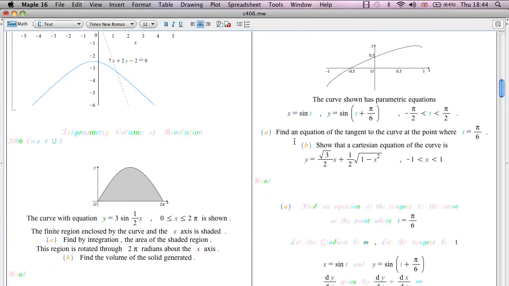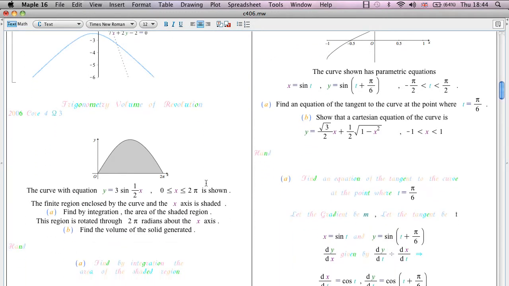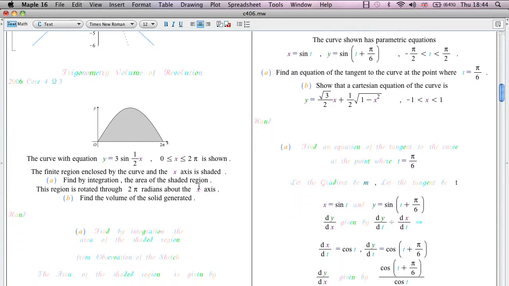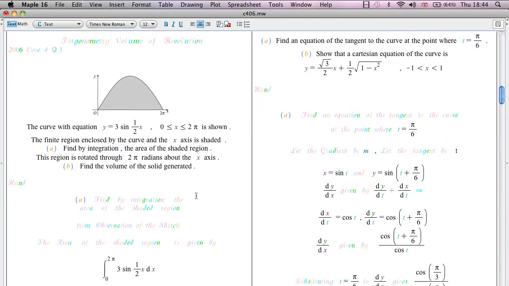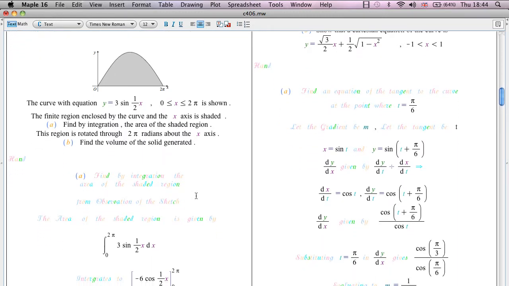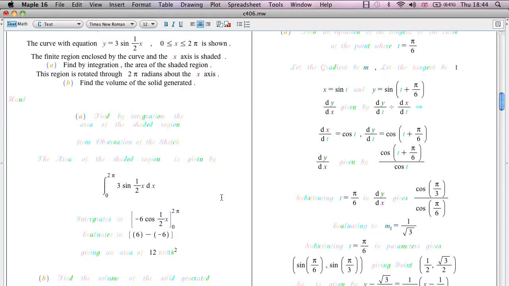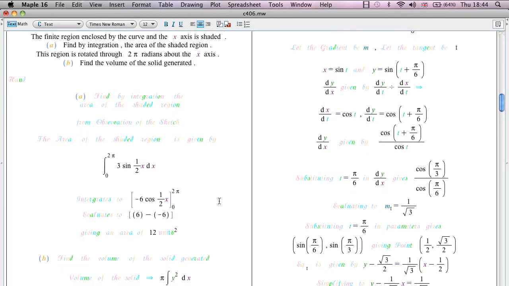Question 3, a volume of revolution. The area of the shaded section in A, and rotating this around the x-axis in B. So for part A, integrating and evaluating gives an area of 12 between 2 pi and 0.